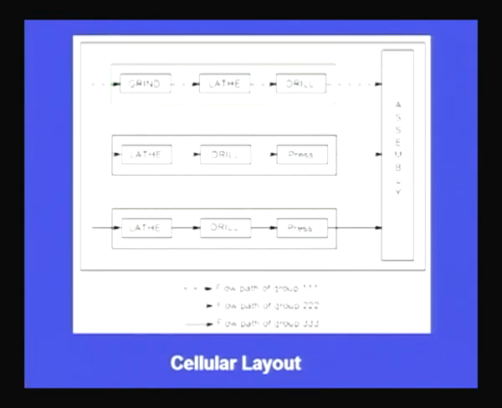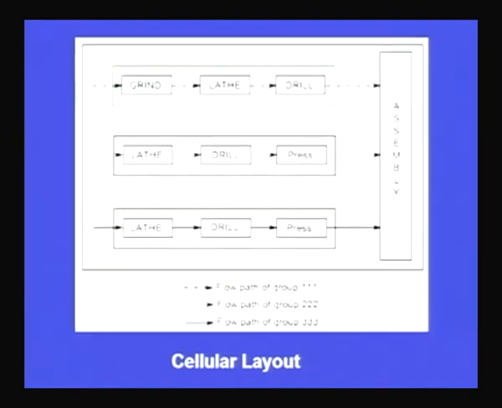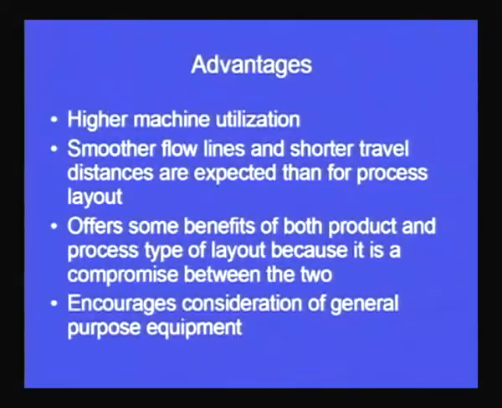Now, this type of layout would have its inherent advantages as well as some limitations. So, now we will see what are the advantages and limitations of the cellular type of layout. On your screen you can see the advantages. This results in higher machine utilization, because the machine would always be working on the parts which are dedicated to that particular manufacturing cell. So, the machine utilization would definitely improve in cellular type of layout.